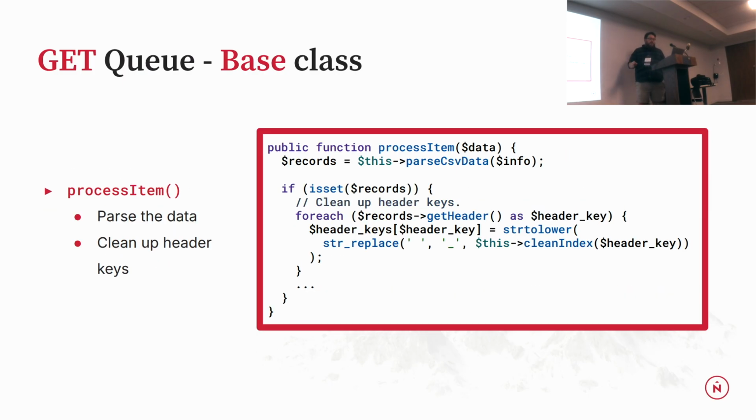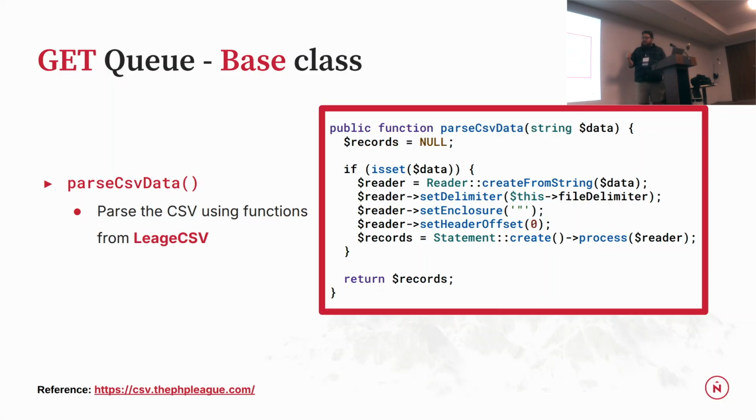So our process item, it grabs the records from our parse CSV data, and then it's going to clean up the header keys. So again, similar to what we were doing when we were validating. If they're all capitals or weird cases, we're going to make them machine names, so that they can get a little closer to our field values. And if we get into parse CSV, this is where league CSV comes back into the picture. So we're creating a string from that data, setting a delimiter, setting an enclosure, setting a header offset, and then processing that record, grabbing all the records from our data.